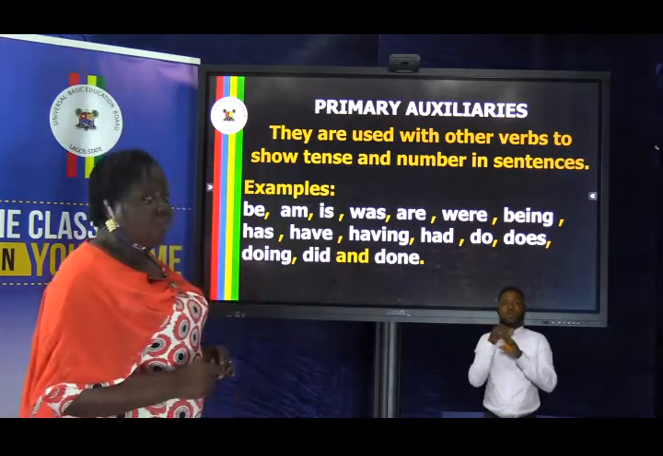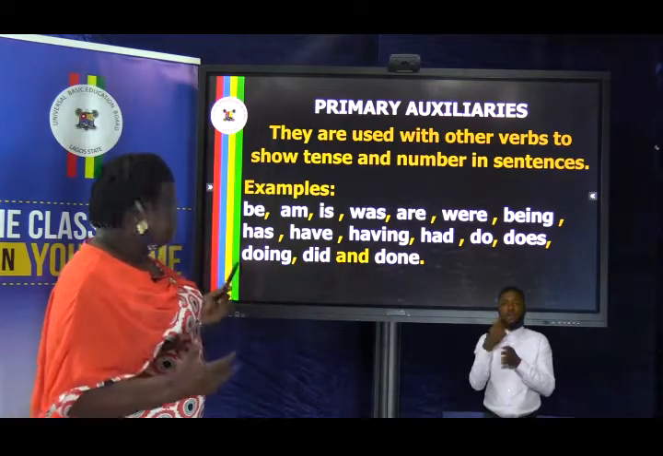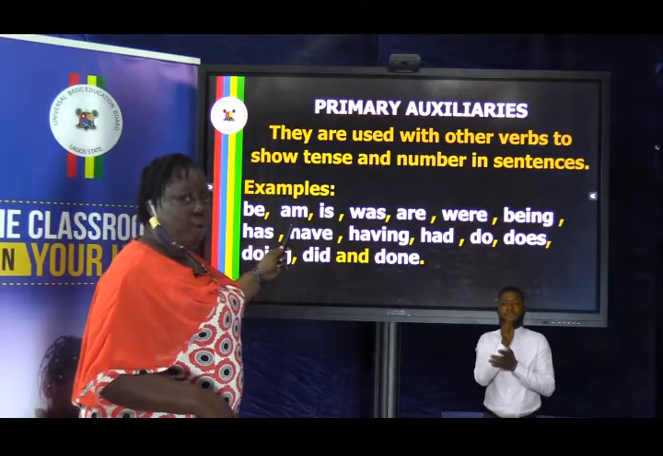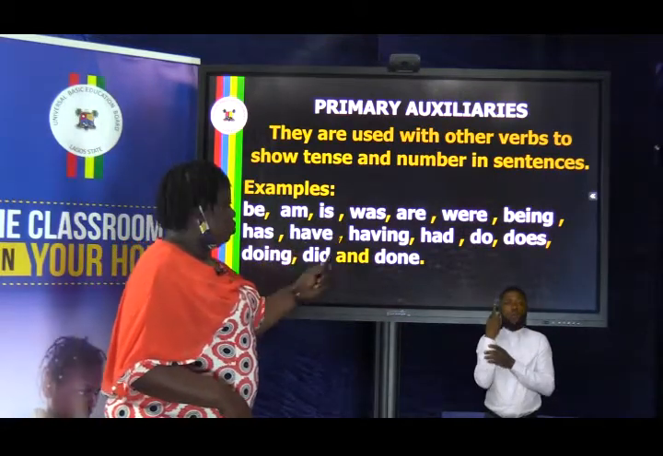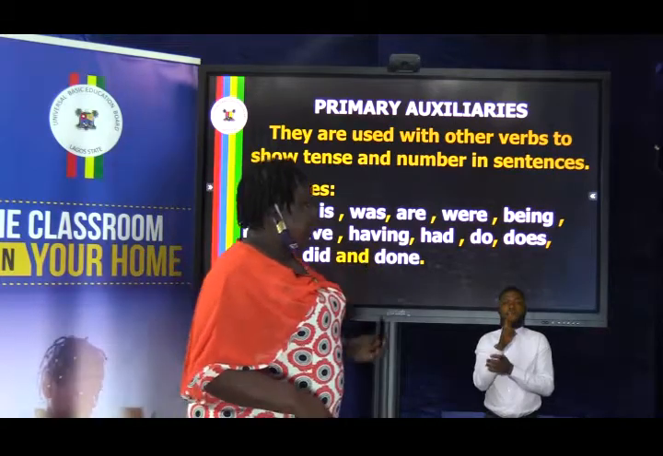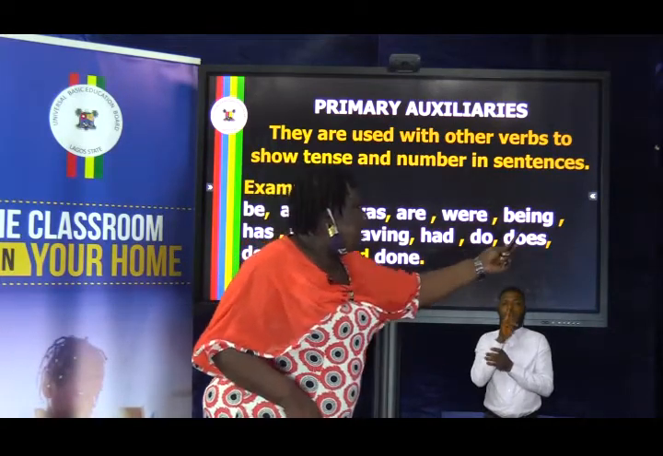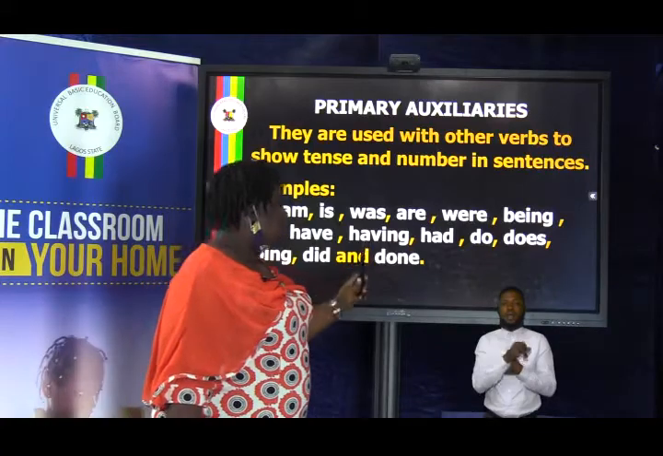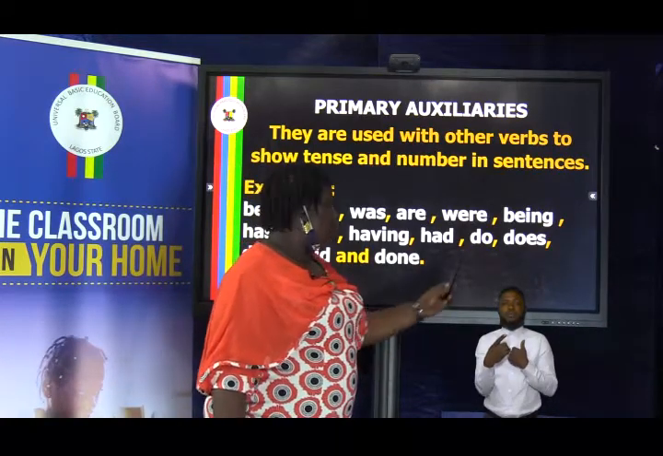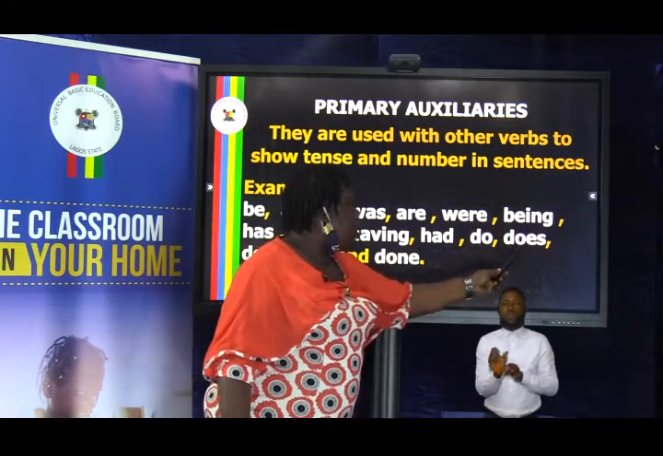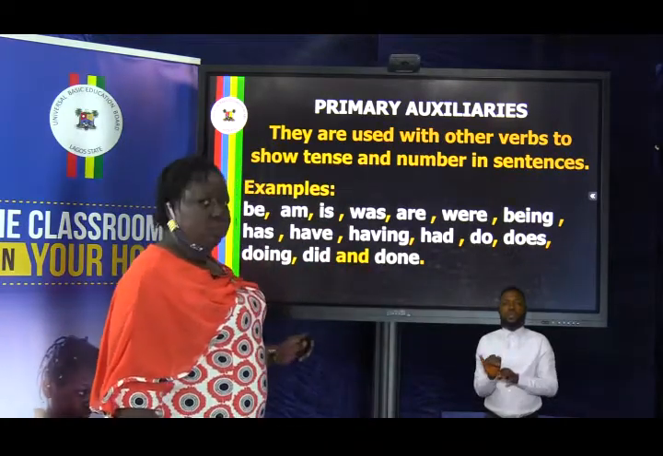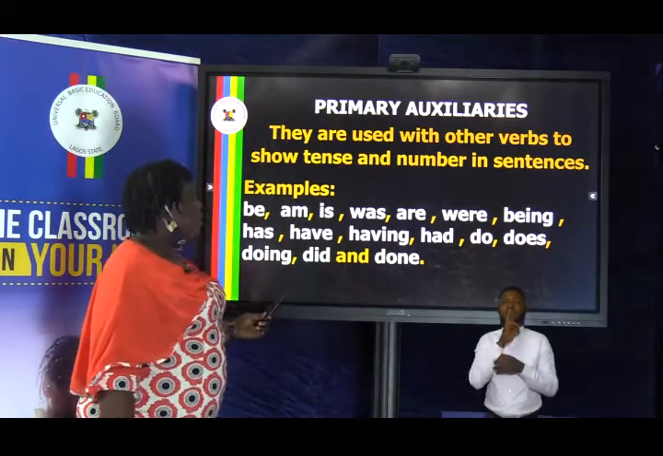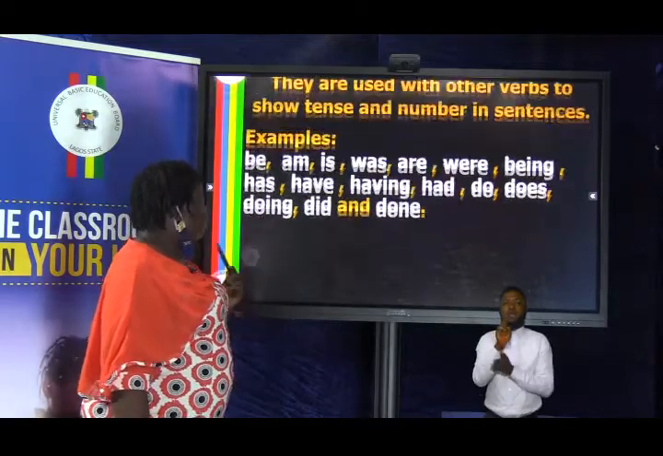Look at examples of primary auxiliaries. We're going to read them together. Are we ready? Let's go. Be, am, is, was, are, were, been, has, have, having, had, do, does, doing, did, and what? Done. Well done. Those are examples of primary auxiliaries.